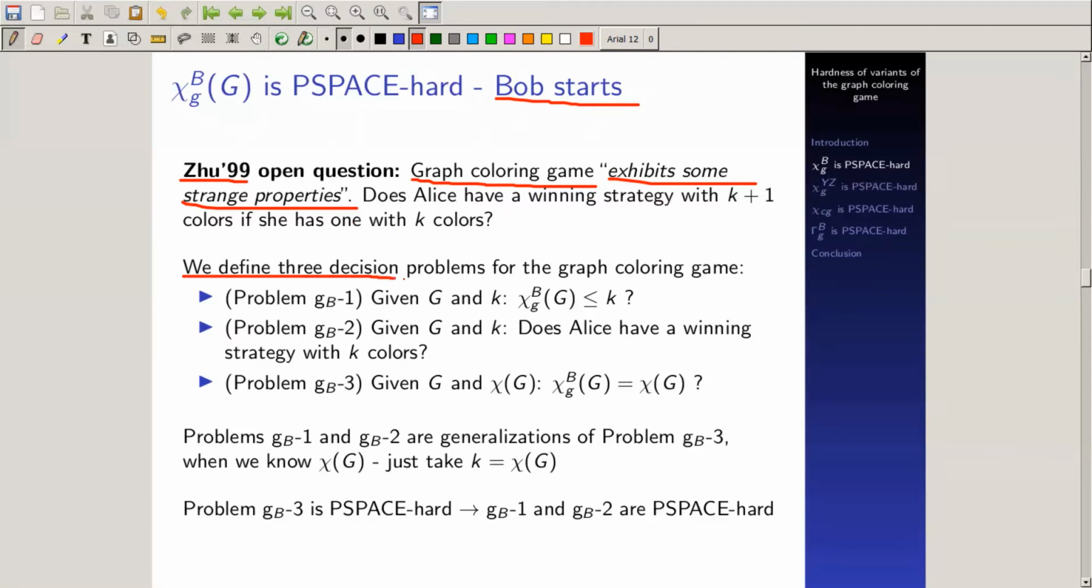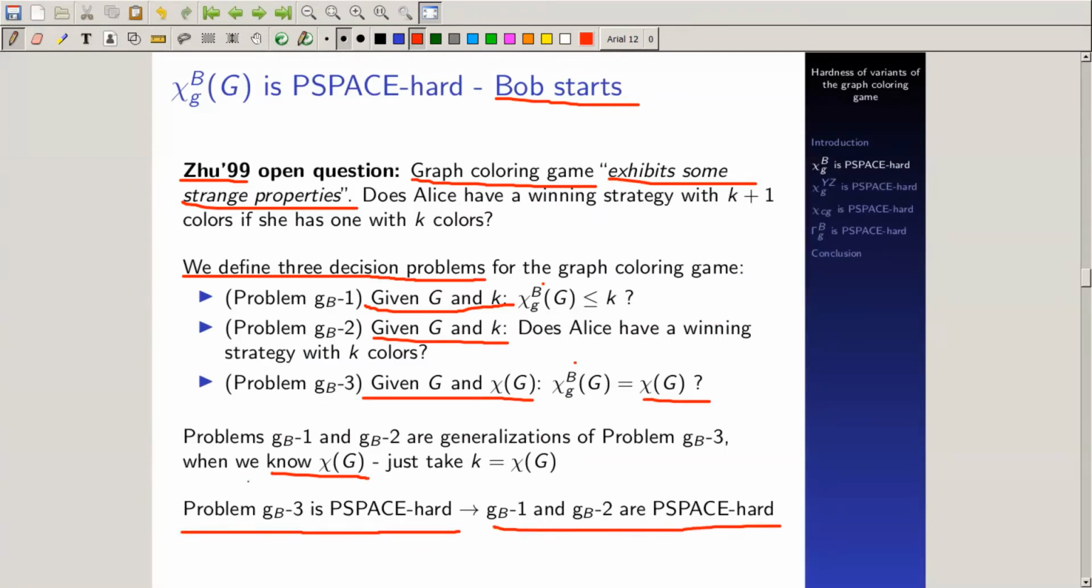So we may define 3 decision problems for the graph coloring game when Bob starts. Problem 1: given G and k, the game chromatic number when Bob starts is at most k. Problem 2: given G and k, does Alice have a winning strategy with k colors when Bob starts? Problem 3: given G and the chromatic number, the game chromatic number when Bob starts is the chromatic number. Problems 1 and 2 are generalizations of problem 3 when we know the chromatic number. And if we prove that problem 3 is PSPACE-hard, then problems 1 and 2 are also PSPACE-hard. So we want to prove that problem 3 is PSPACE-hard.